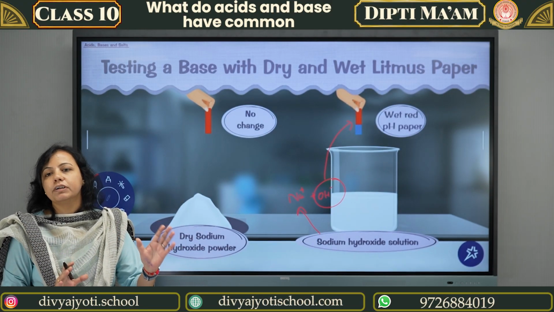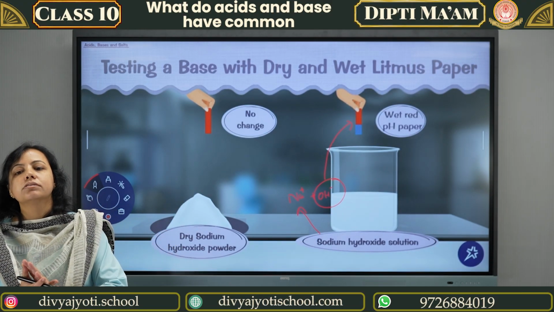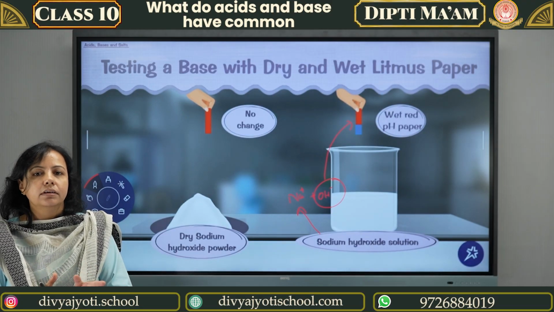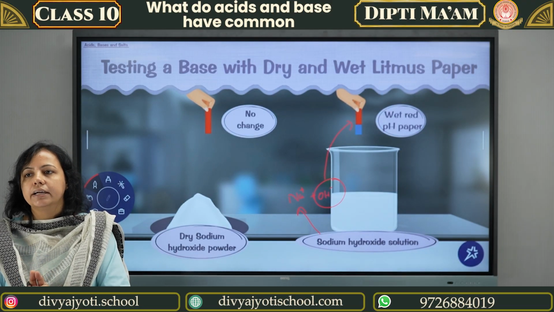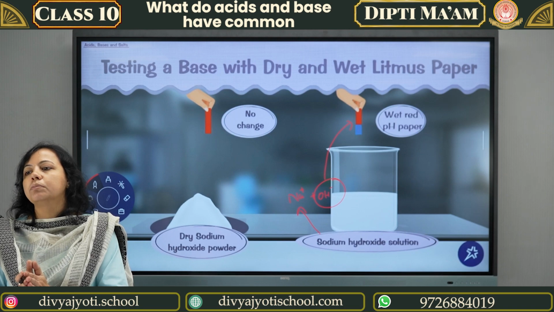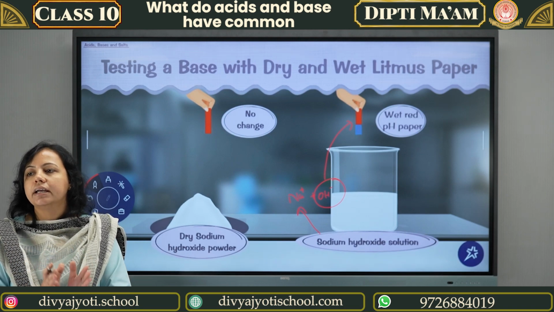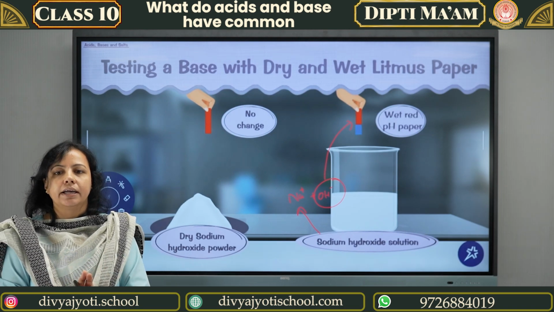In the absence of the water molecule, the base does not release its ion. In the absence of the water molecule, an acid also does not release its ion, that is the H+ ion.